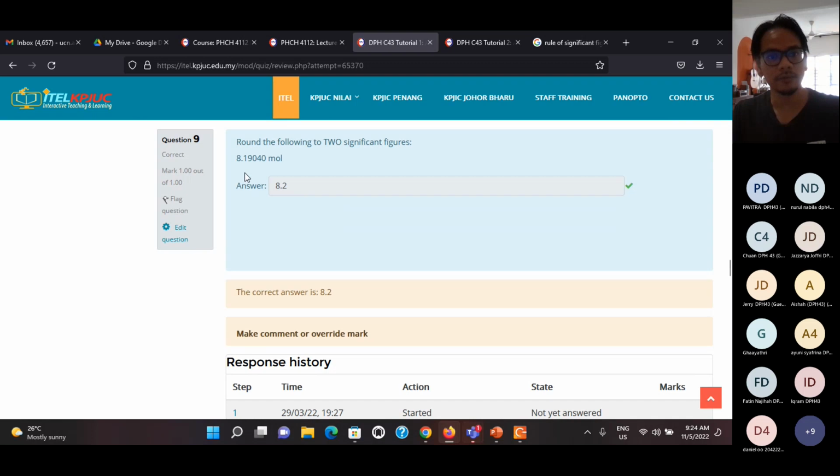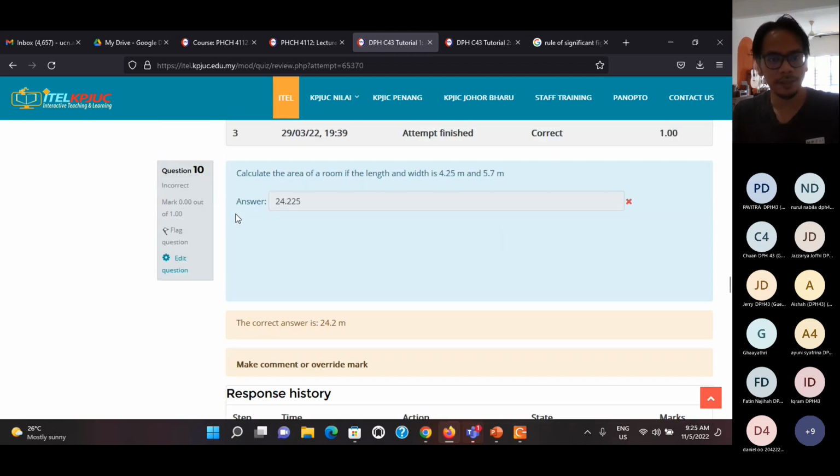Question number 9, round the following to 2 significant figures. So these numbers here ada 6 figure, but we want only 2 significant figures. So 8 is significant, 1 is significant. So bundarkan 1 ni. So sebelah ada 9, jadilah 8.2.